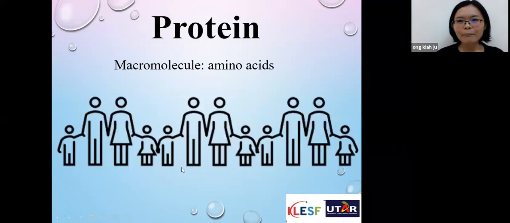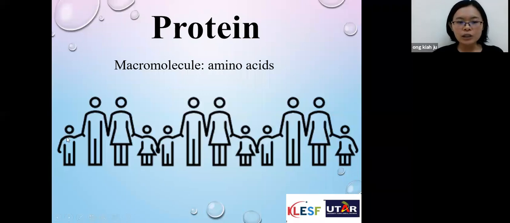Why does this happen? Now we have to zoom into protein. Just now I did mention that one of the components found inside the milk is protein. What is protein? Protein is a huge molecule, or what we call a macromolecule. Just imagine this picture, it is showing a type of protein. It is a big molecule, and this protein macromolecule is made up of a lot of amino acids.